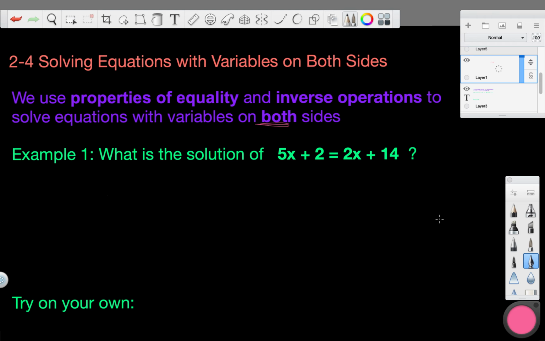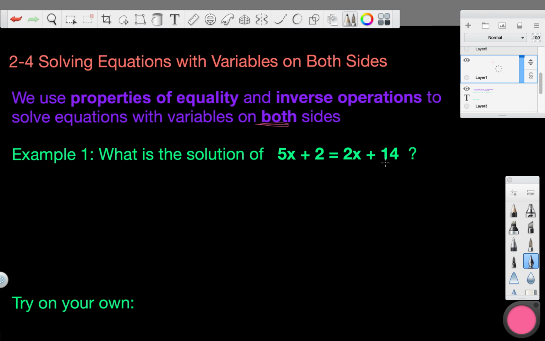So our first example, we want to find the solution of 5x plus 2, which equals 2x plus 14. So when it's asking us to find the solution, what that means is that we need to find our variable. We need to know what x is to satisfy this equation. So the way that we do that is we want to combine all of our like terms. We want to get our x's on the same side of the equation, and then we're going to solve like normal.